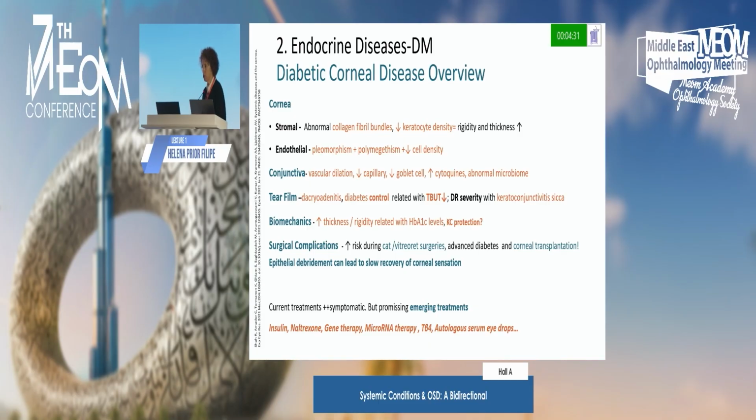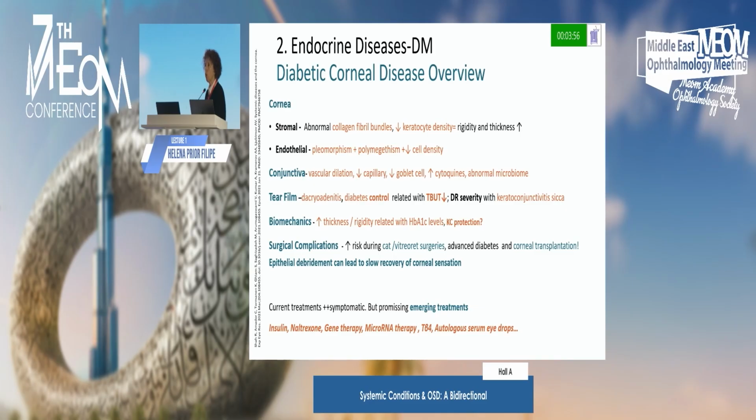In the tear film, we can also see differences. And a word of remark for the severity of diabetic retinopathy being associated with the severity of keratoconjunctivitis sicca. We can also see differences in biomechanics. As we said, a higher thickness and rigidity are also related to poor control of diabetes. Could this be some kind of protection for keratoconus? It's just a question that starts to be glimpsed in the literature.